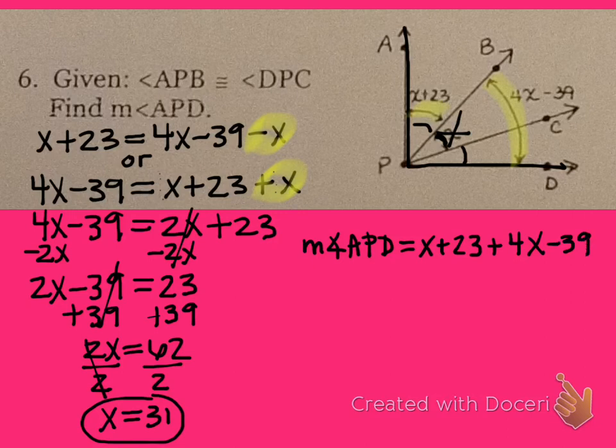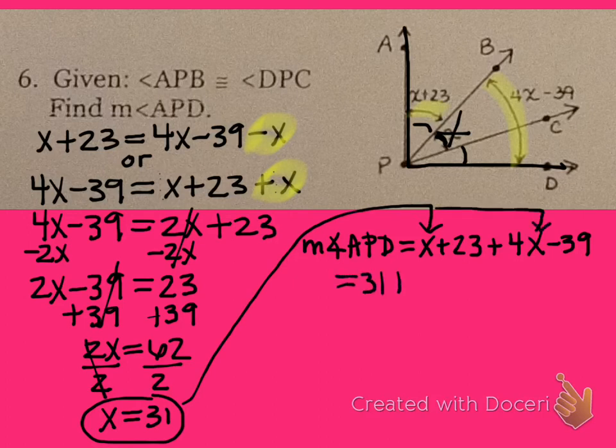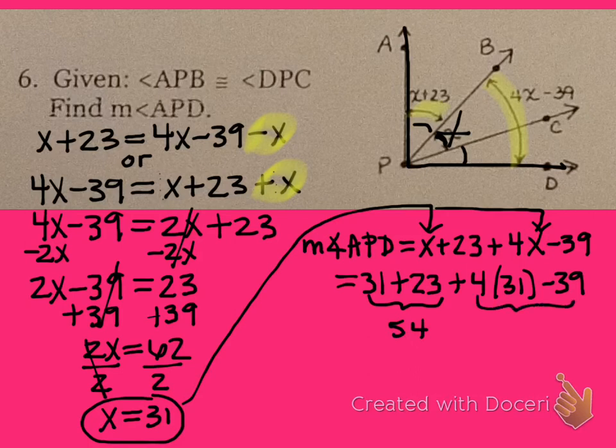And so we're going to replace both of our x's with 31. And we'll get something like this. 31 plus 23 plus 4 times 31 minus 39. You can just plug all this into your calculator or you can do it by hand. But what you're going to get, this angle is going to equal 54. This angle is going to equal 85. And then when you add those up, you get 139 degrees. And that's it.